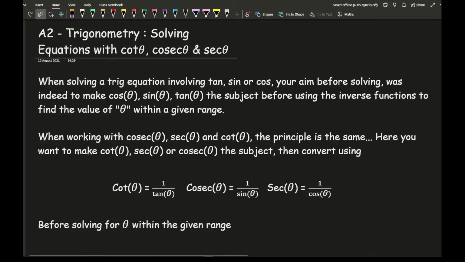Now when solving a trig equation involving tan, sine or cos, your aim before solving was to make cos theta, sine theta or tan theta the subject before using the inverse functions to work out the value of theta within the given range stated in the question.